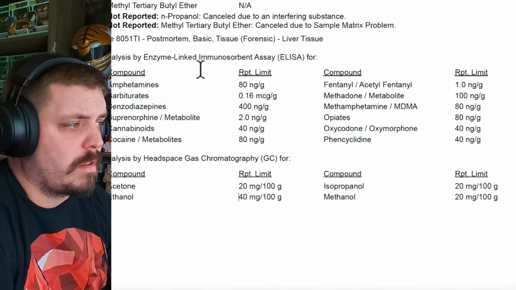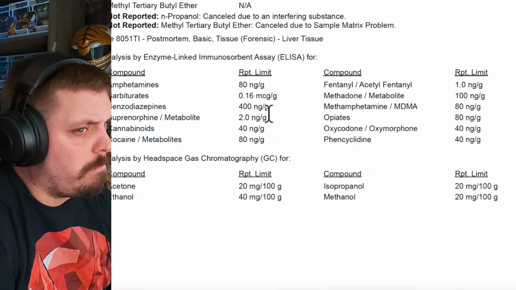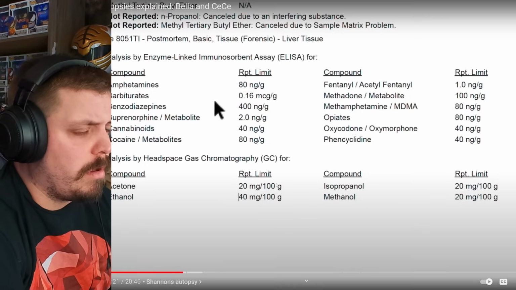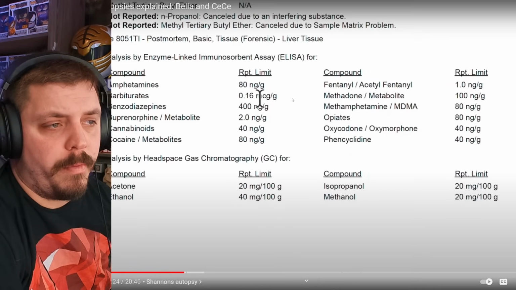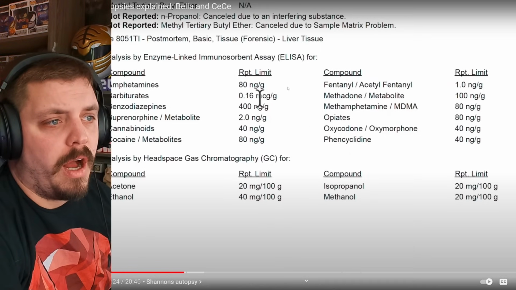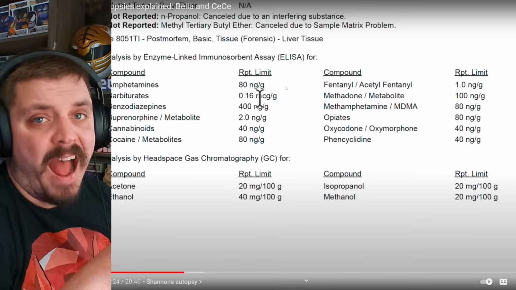So a range of other tests were done through liver tissue, such as amphetamines, barbiturates, cannabinoids, opiates, oxycodone, etc., and they weren't positive. So she wasn't drugged with any of these. This just tells you, like other YouTubers have mentioned, not to blow up their channels, but they were not drugged.